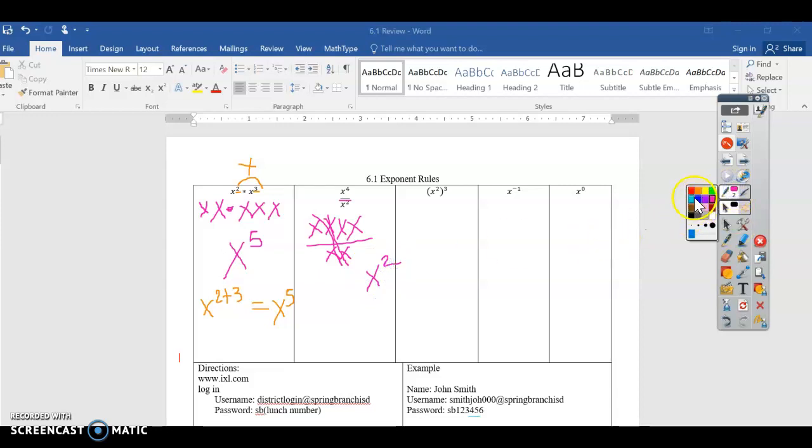Okay? Well, again, you're probably like, well, Miss Lau, I don't want to have to draw out all of these x's. So if this is the quotient rule, we can subtract the exponents. So that's x to the 4 minus 2, which is x squared.